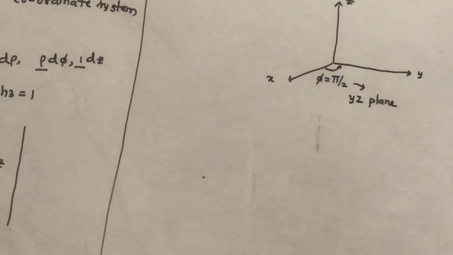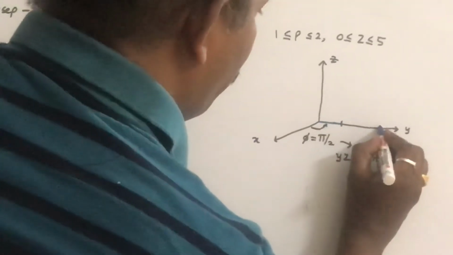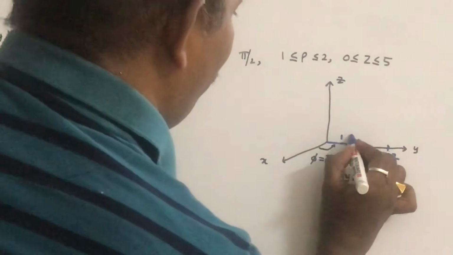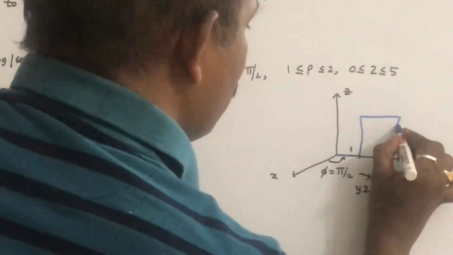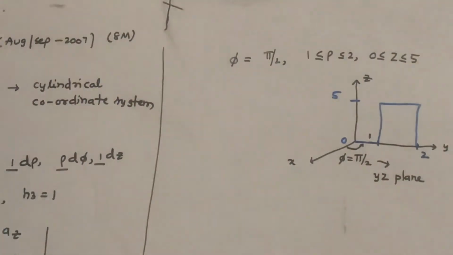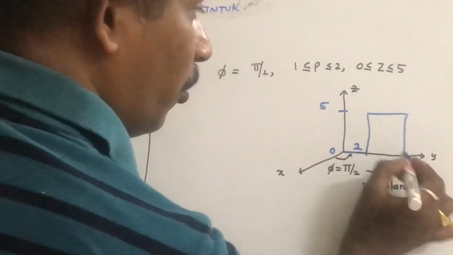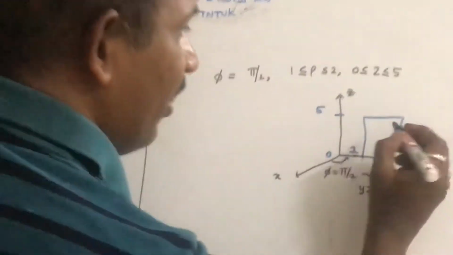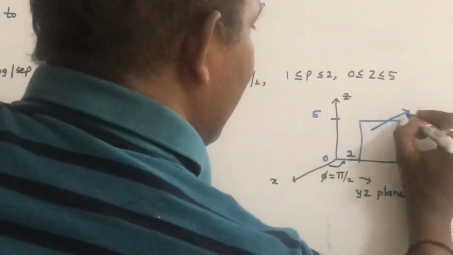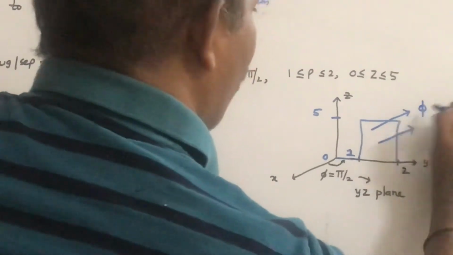In this plane, rho is varying from 1 to 2. Rho is the perpendicular distance from the z axis, varying from 1 to 2. The height z is varying from 0 to 5. From this surface, it is asked how much magnetic flux is crossing.